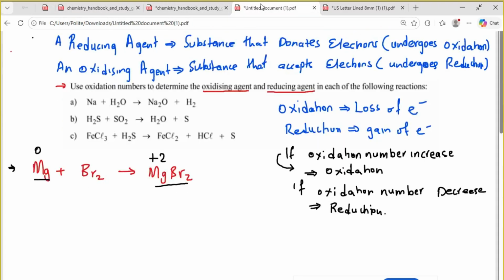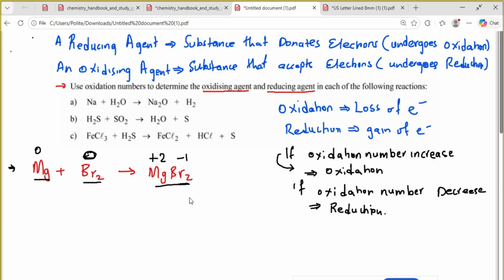Okay, so now if we go back to this example and look at bromide. We said that all the halogens, bromide standing on its own is an uncombined element, so it will have the oxidation number of 0. But on this side, the bromide is combined with Mg, so it's going to have the oxidation number of -1. You understand?